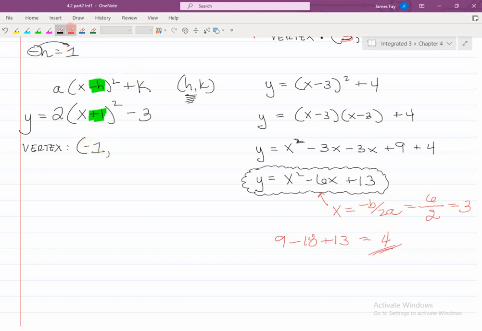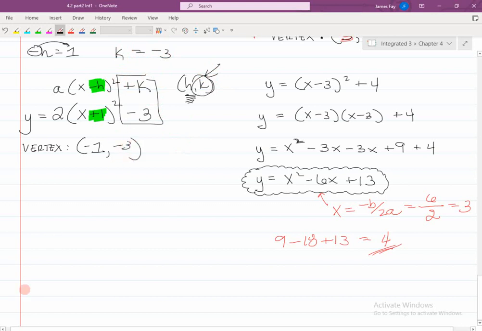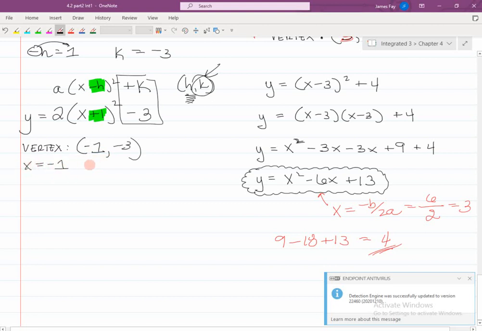Okay, now here, those two things are the same. Because I want k, this is already positive k, equal to negative 3. Positive k goes right there. So negative 3 is the vertex. What's the axis of symmetry? x equals negative 1 is the axis of symmetry.